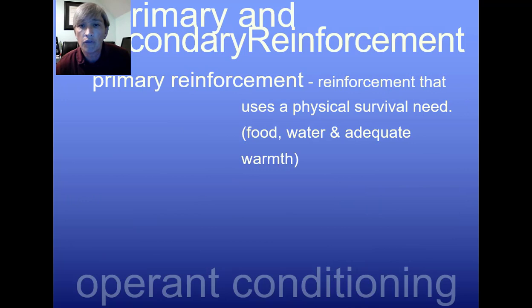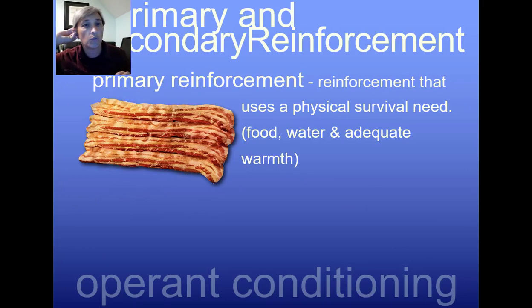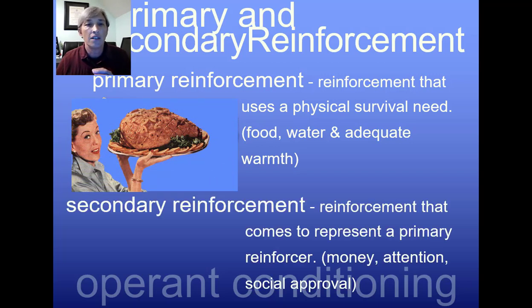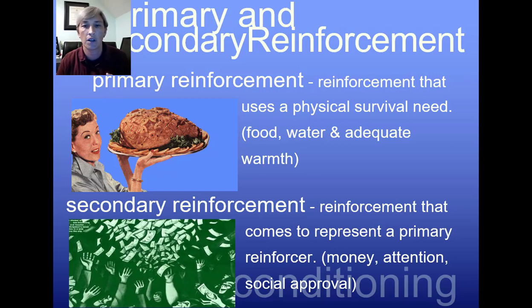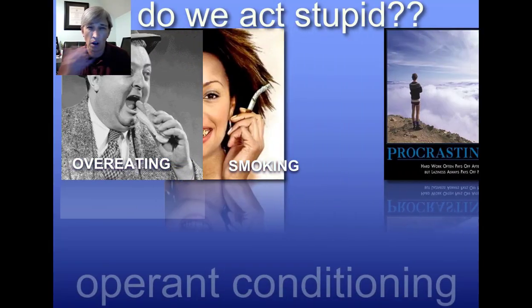A primary reinforcer is one of the things that we use to reward your behavior. Primary means it's basic for survival. This includes things like food, water, adequate warmth, basic for survival. And then secondary reinforcers are those which help us to get primary reinforcers. So reinforcement that comes to represent a primary reinforcer, be it money, attention, and social approval. Most common secondary reinforcer is money. Money is a high motivator in our culture, but attention and social approval can also be equally motivating. It just depends on who you are.